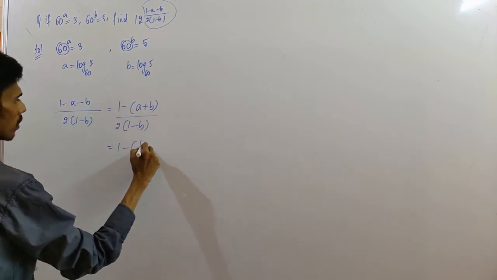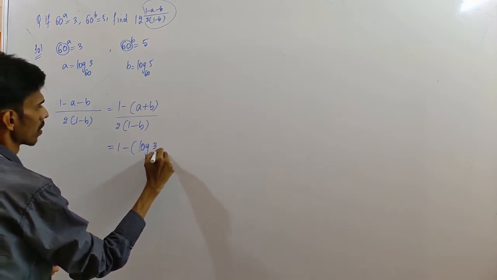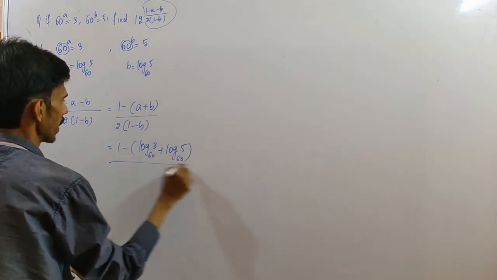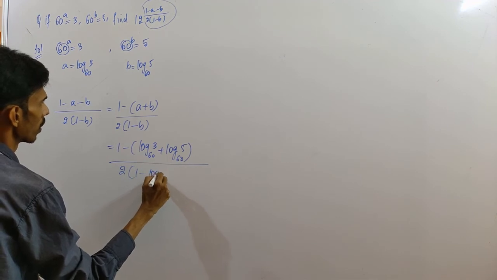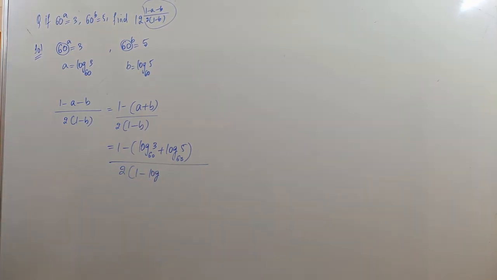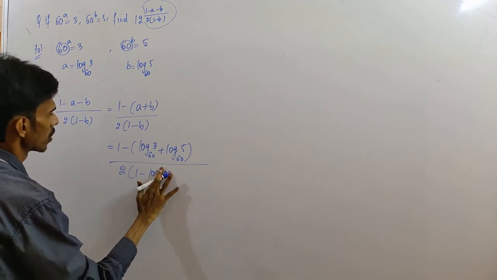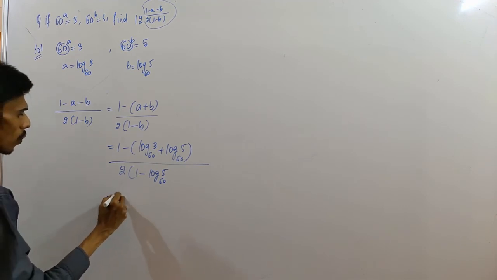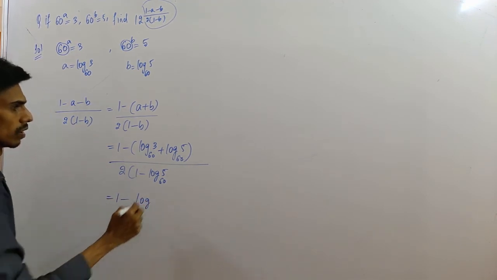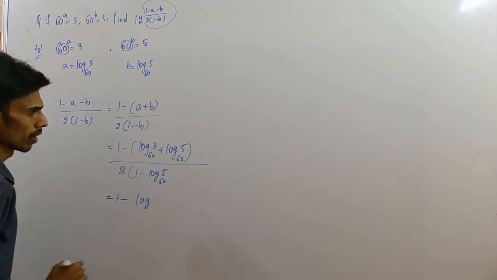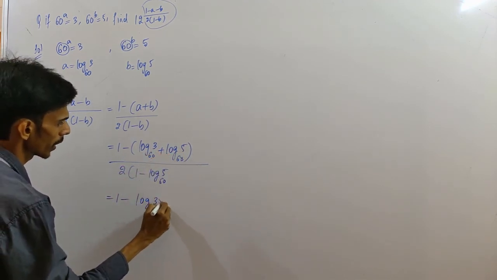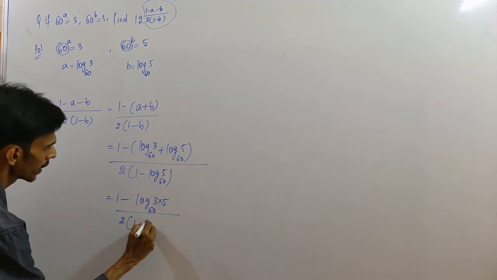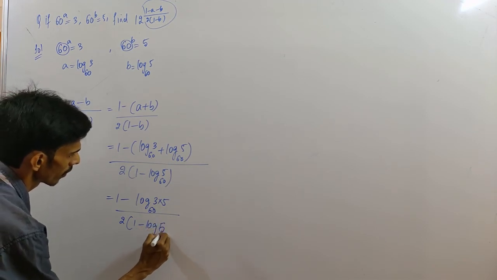The a value we have is log_60 3, the b value is log_60 5, divided by 2 into (1 minus log_60 5). That equals 1 minus log_60 3 plus log_60 5. The bases are the same, so the sum becomes a product, so it will become log_60 (3 into 5), divided by 2 into (1 minus log_60 5).